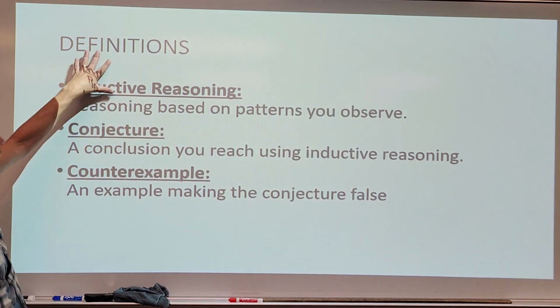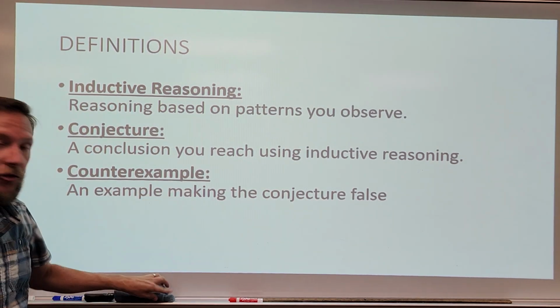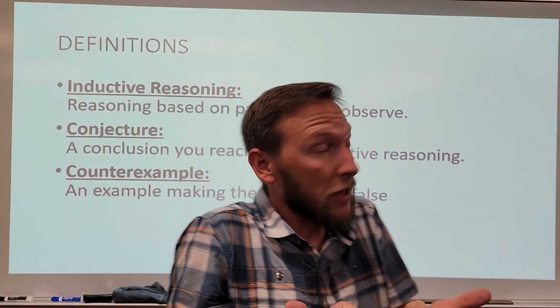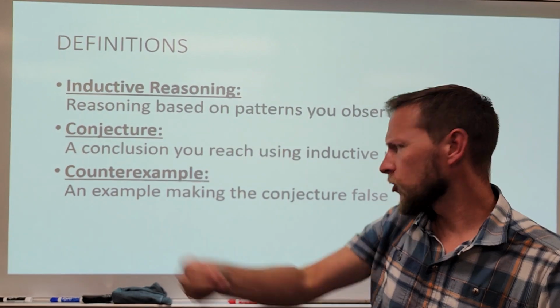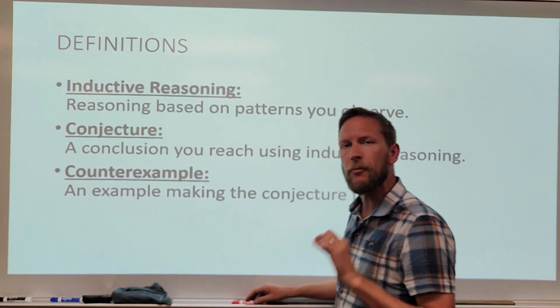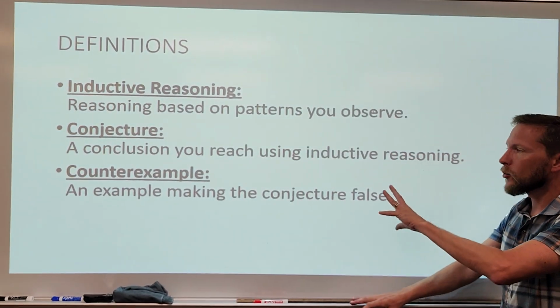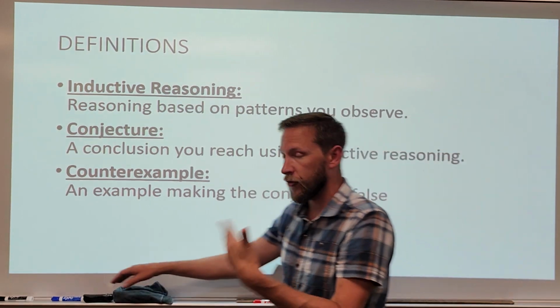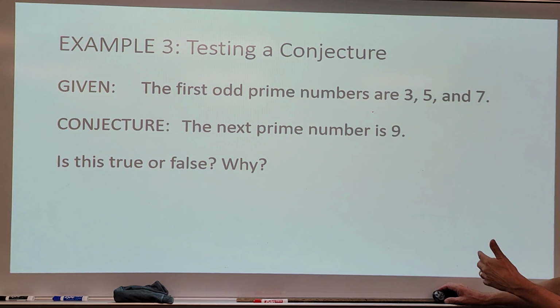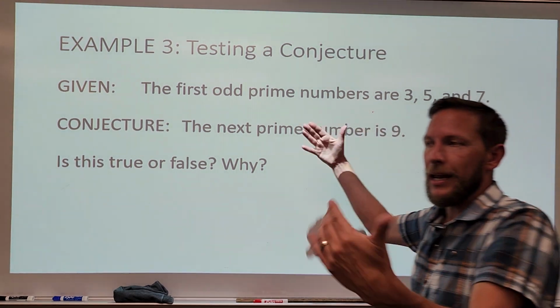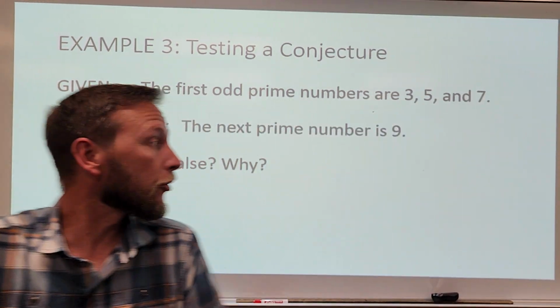Okay, continuing on, counterexamples. Sometimes we will have a conjecture or read a conjecture and it's wrong, and we need to explain why it's wrong. A way that we can do that is we can provide a situation where we show that the conjecture is false. So here's an example of why we might have a situation where we would use a counterexample.